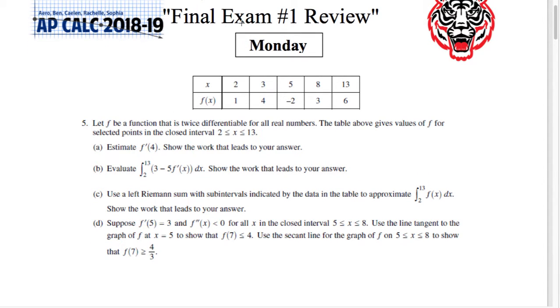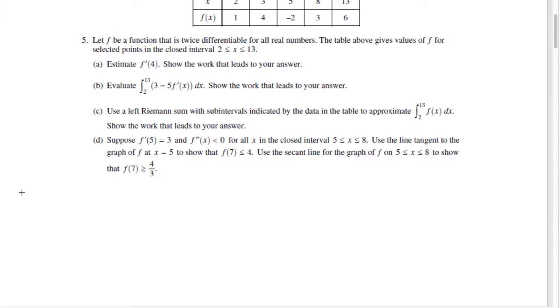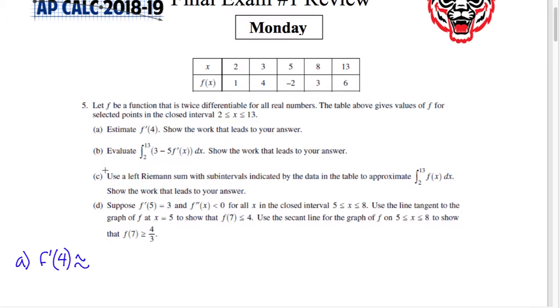All right, so number 5. We know that this function is twice differentiable, so we can take the derivative twice if we want to. And we have our table. Lovely. All right, so we need to estimate f prime of 4. So down here on part A, f prime of 4 is approximated by. That's what we're trying to do.